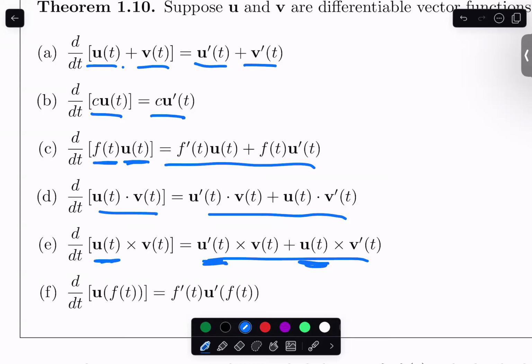And then finally, this is the chain rule. The chain rule says, normally you would have the derivative of the outside, leave the inside alone, times the derivative of the inside. So a chain rule works here as well.